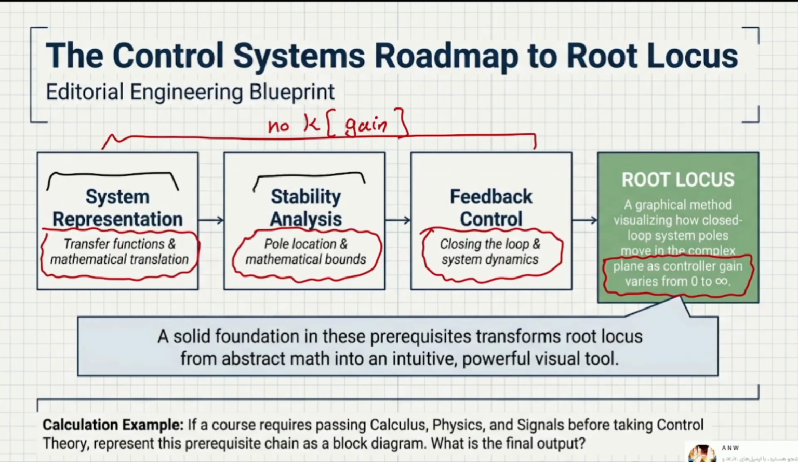Then we talked about stability analysis, because when you're talking about a transfer function, you have a fraction, and in this fraction you have the zeros in the numerator and the poles in the denominator. By finding the poles and zeros, we can understand whether our system is going to be stable, unstable, or marginally stable. Then we talked about feedback control, which is very important.